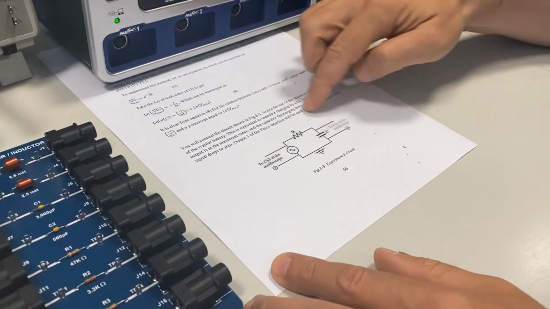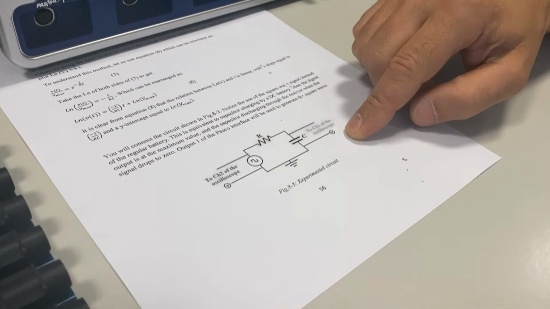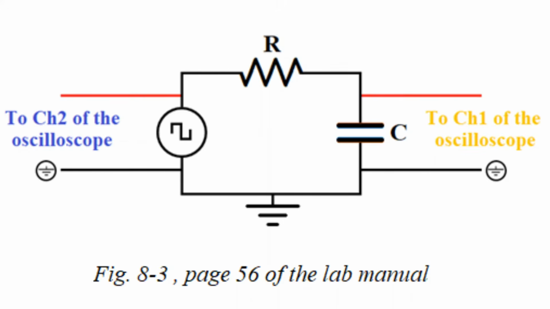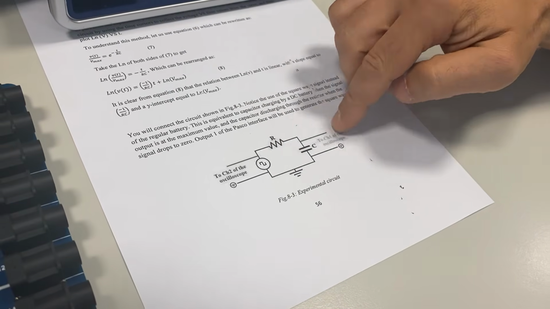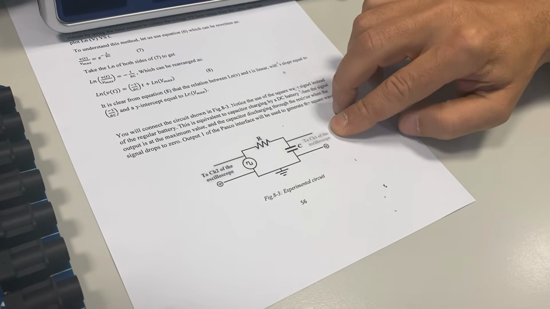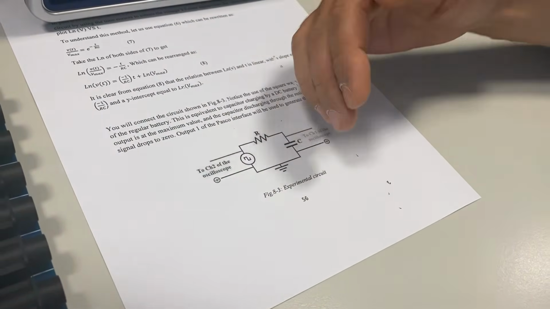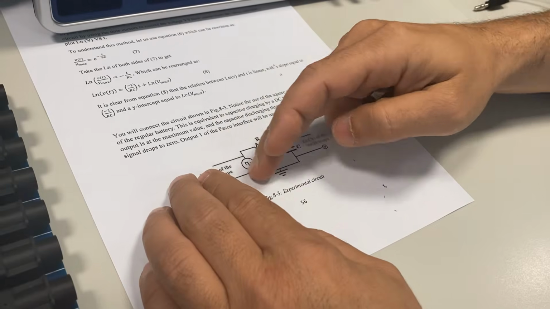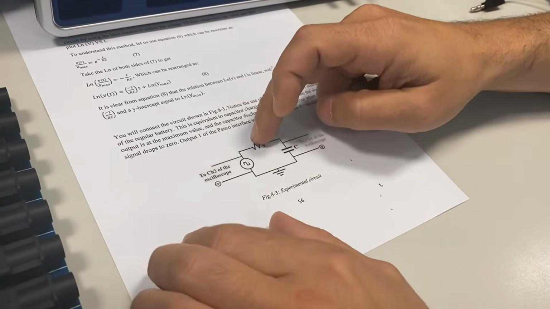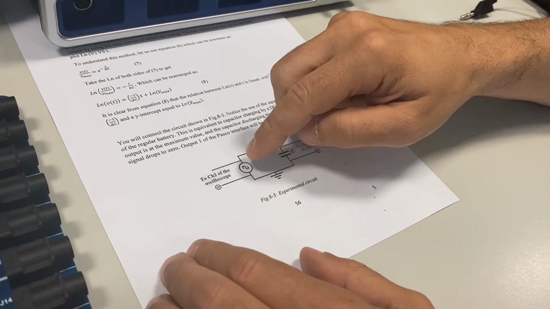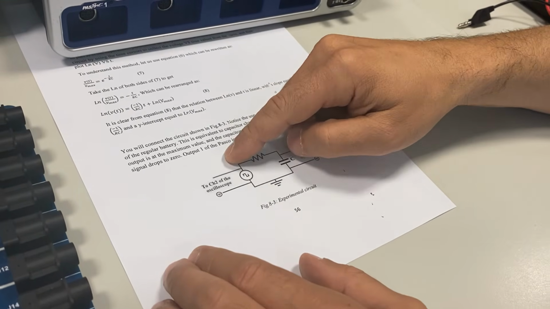Here is the circuit diagram that we want to connect for this part of the experiment. Now notice that these wires go to channel 1 of the oscilloscope and these two go to channel 2. They are in parallel, so we will leave them to the end and we will connect the main circuit, which consists of the resistor, capacitor and the power supply connected in series.